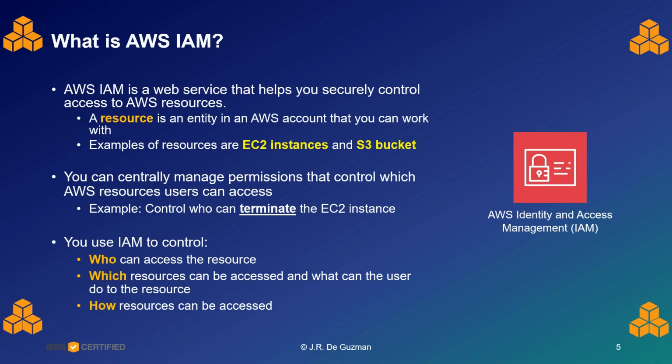Let's define first what is AWS IAM. So basically, IAM is a web service that helps you securely control access to your AWS resources. So meaning a resource is an entity that's in an AWS account that you can work with. Examples of resources are EC2 instances and S3 bucket. You can centrally manage permissions that control which AWS resources users can access. Example for this one is control who can terminate the EC2 instances. So meaning terminate is delete.